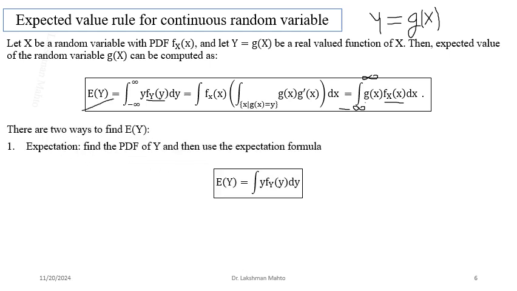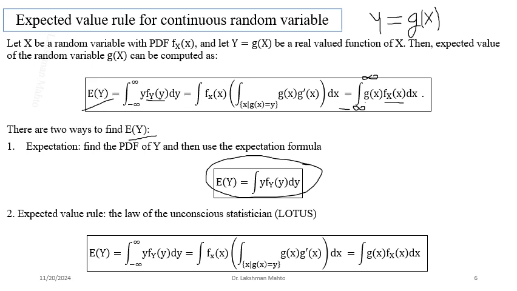So here there are two ways of computing the expectation of y. The first one is as per definition, the weighted integral of y. The weight is provided by the probability density function of y. The second one is the expected value rule. That means here the weighted integral of g of x. Y is a function of x, g of x.